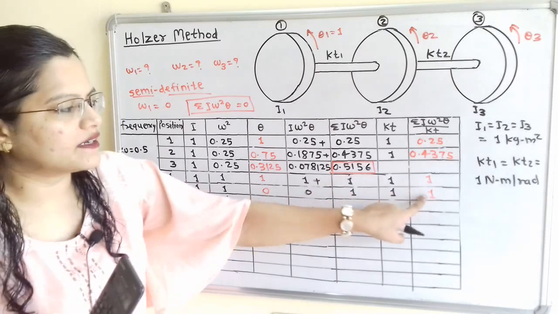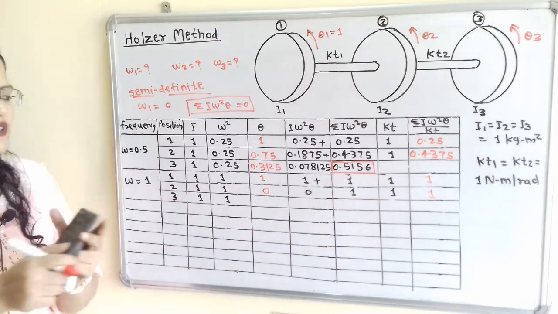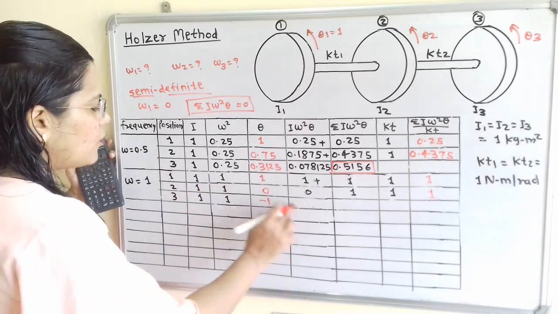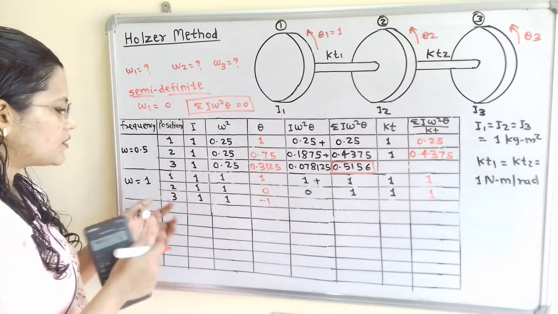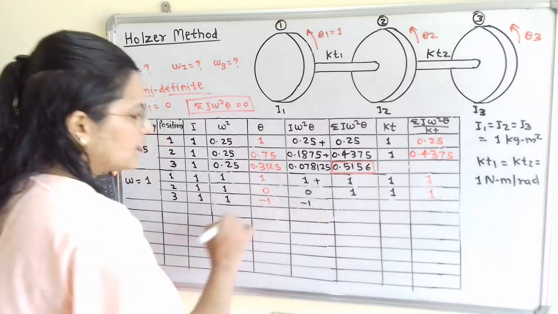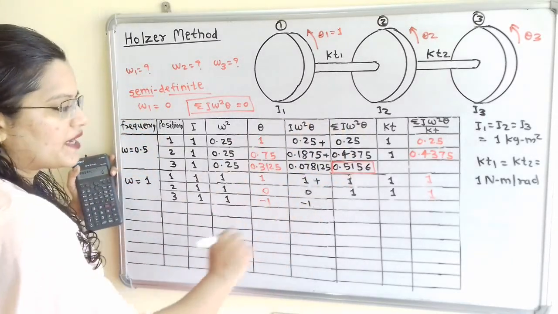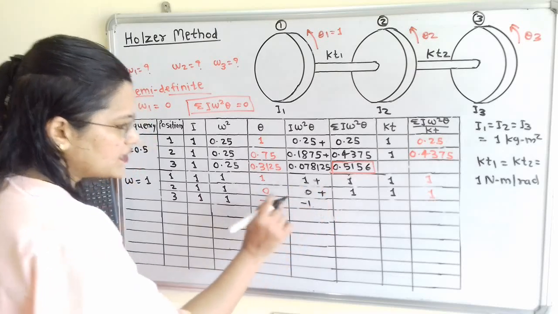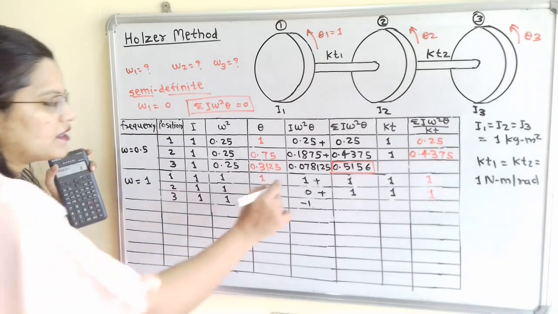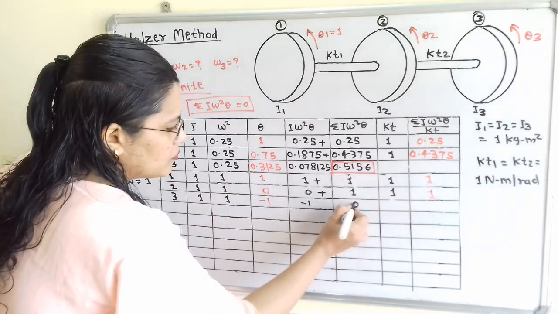So 0 minus 1, that is equal to minus 1. Then here I omega square theta. If we observe, here is 1 multiplied by 1 multiplied by minus 1, that is minus 1. Now summation of I omega square theta. So we have to add all these three values: 1 plus 0 plus minus 1. So here 1 minus 1 is 0.